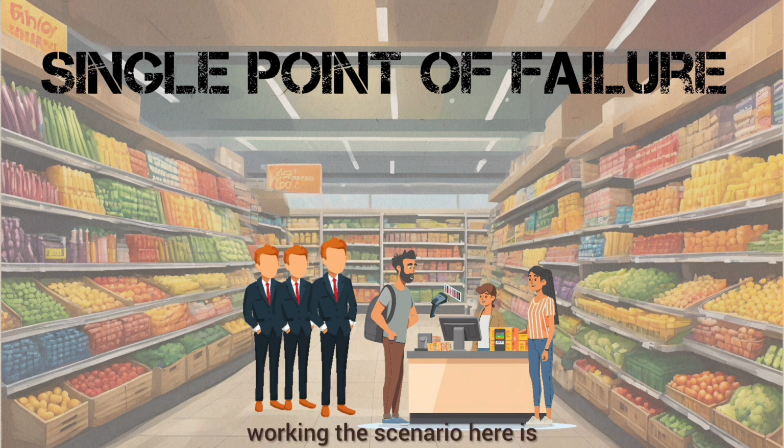The scenario here is that for the complete grocery shop there is only one billing machine and only one barcode scanner, and behind me there are 50 people waiting to bill their items. So this point is called the single point of failure.